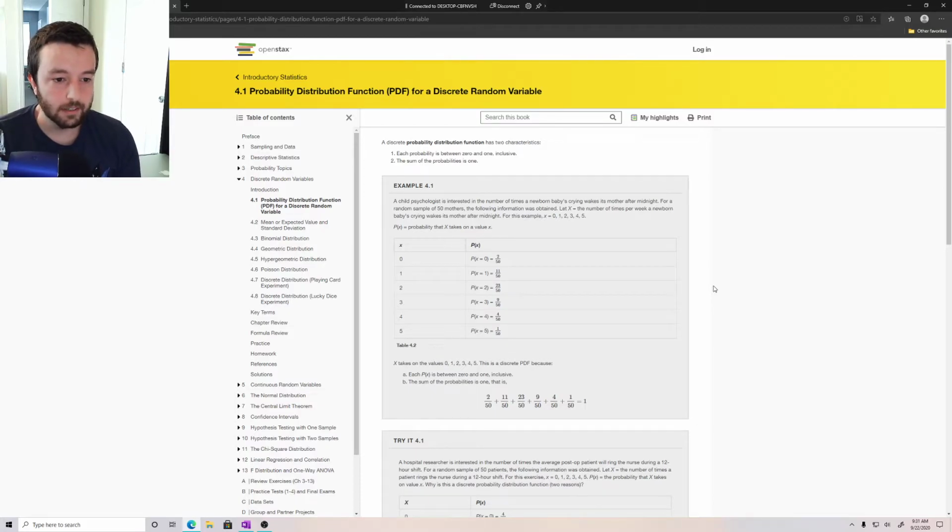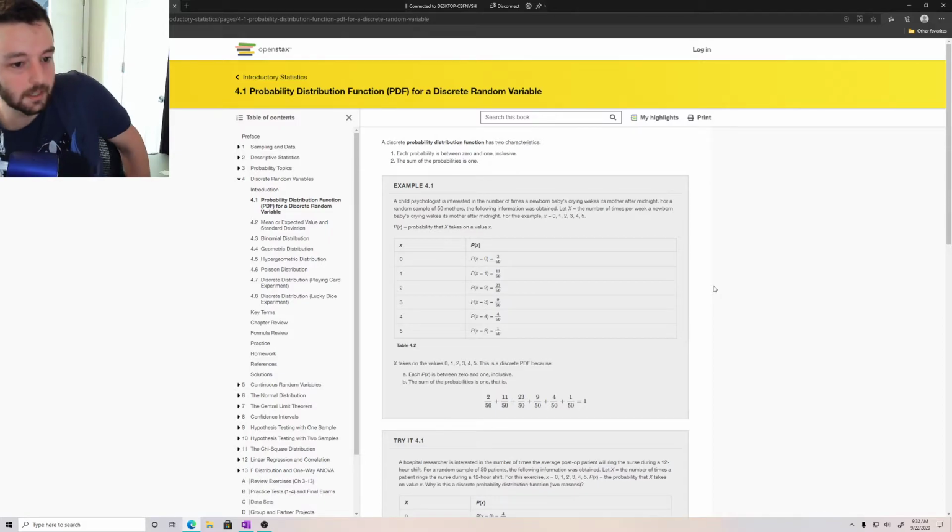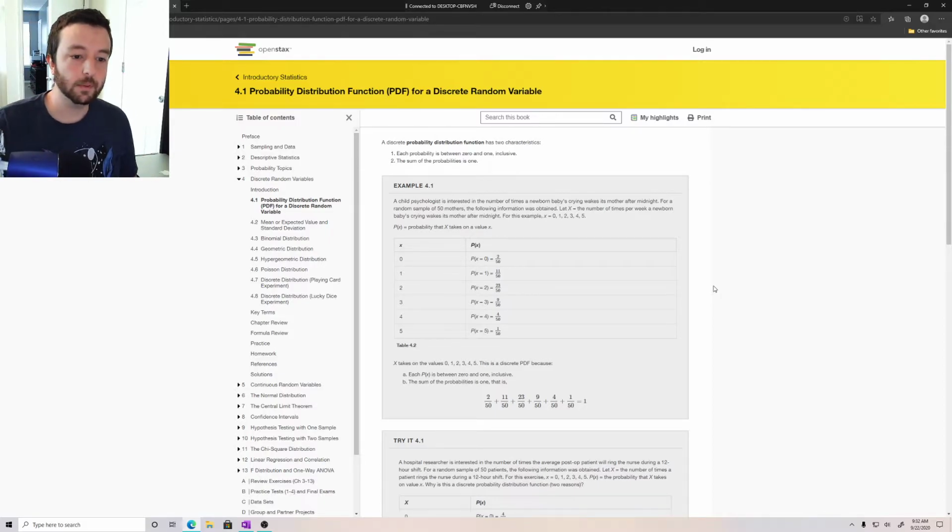It says a child psychologist is interested in the number of times a newborn baby's crying wakes its mother after midnight. For a random sample of 50 mothers, the following information was obtained. Let X, the random variable, be the number of times per week a newborn baby's crying wakes its mother after midnight. So we could have 0, 1, 2, 3, 4, 5. So it could wake up the mother 0 times, 1 time, 2 times, up to 5 times.